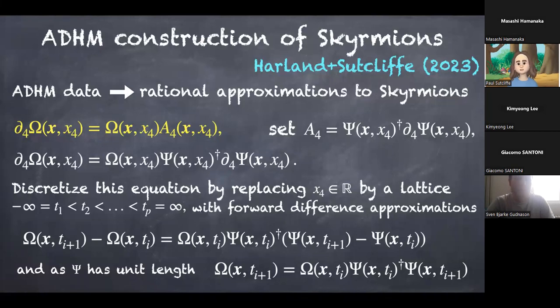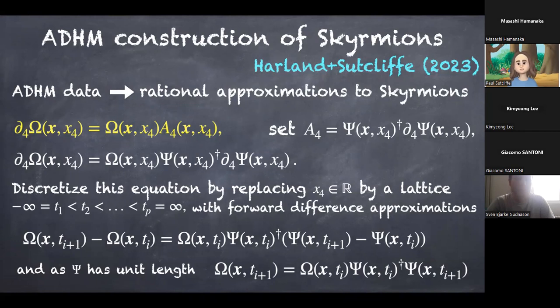Where I've got to cover the whole line. So T1 is formally minus infinity and TP is plus infinity. In other words, I've got a lattice where one end is minus infinity, the other end is plus infinity, and then I've got a finite number of P minus 2 points in between. And let's do a forward difference approximation on this differential equation.